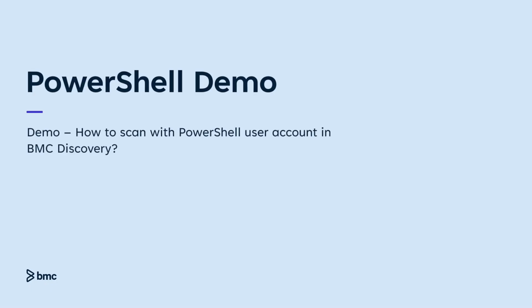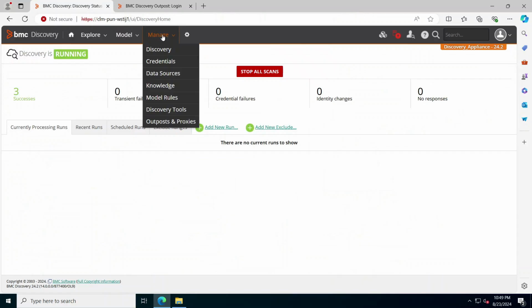Now we will be performing a demo. We will scan a Windows endpoint using a PowerShell user account. We have already performed it by using the AD proxy, so we are going to perform it using the Discovery appliance. We are on the Discovery appliance.